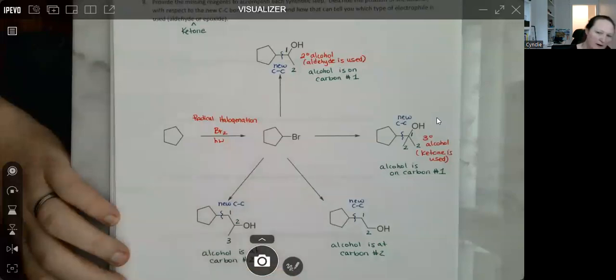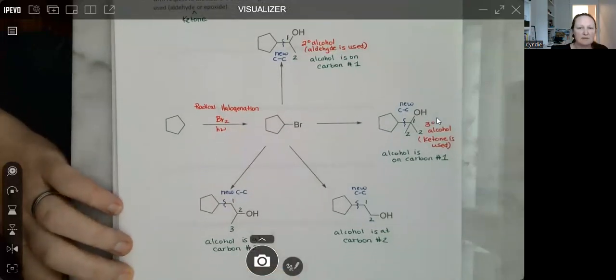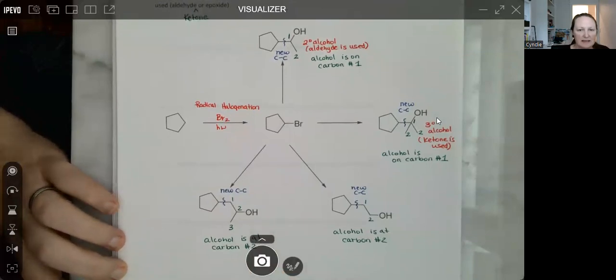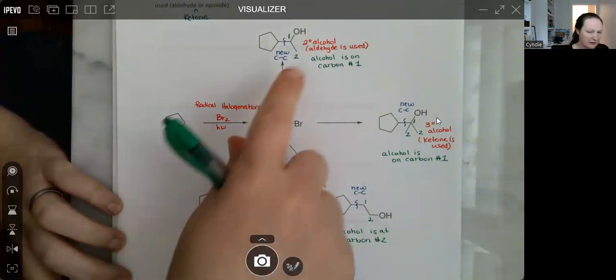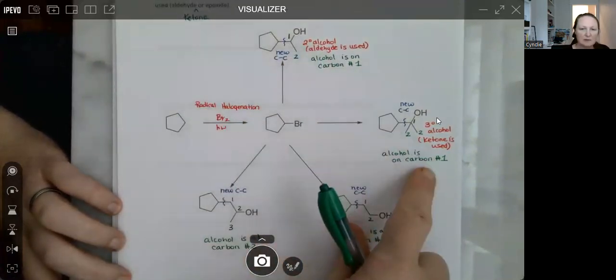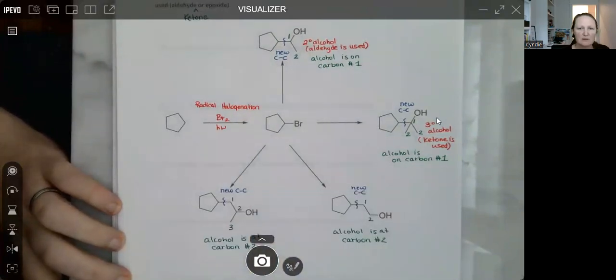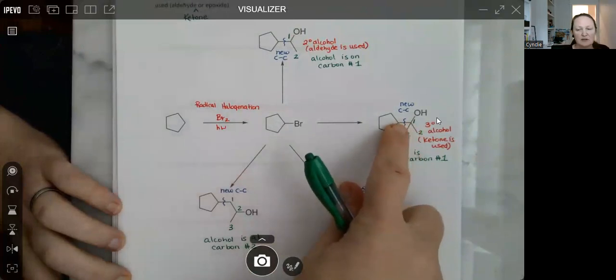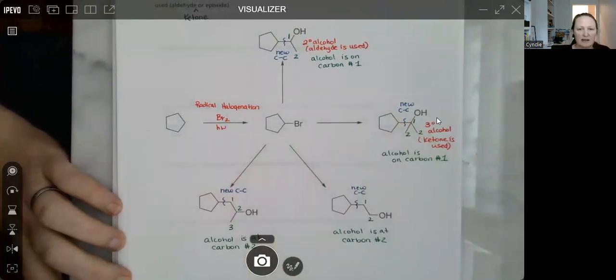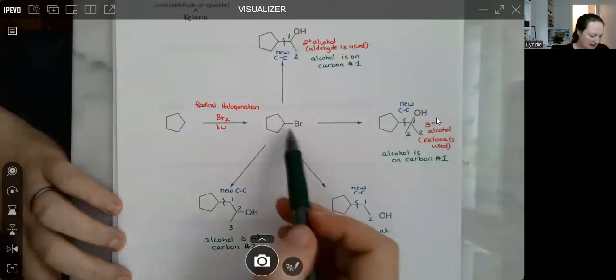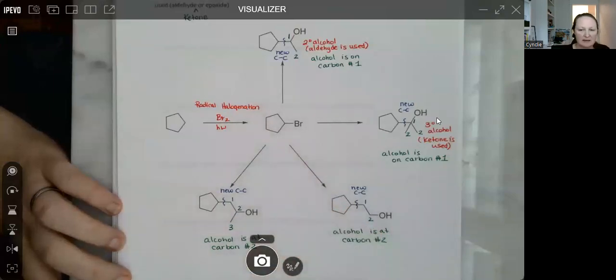But carefully looking at the relative positioning of where the alcohol ends up with respect to the new carbon-carbon bond, we can know which type of electrophile to use, right? In the alcohol chapter, we learned about adding aldehydes and ketones. Those alcohols always end up on carbon number 1, or the carbon directly attached to the alpha carbon in the alkyl halide.